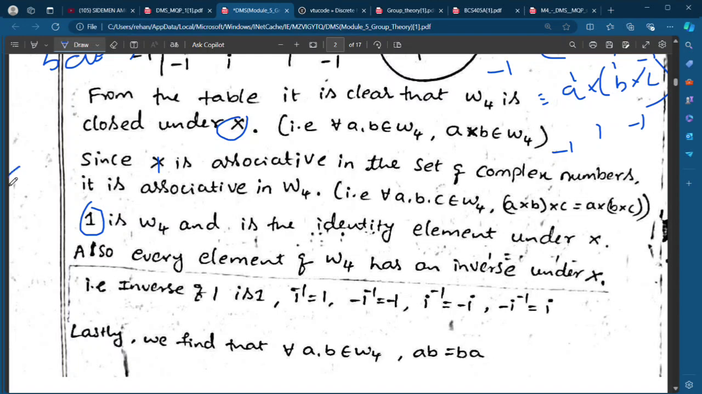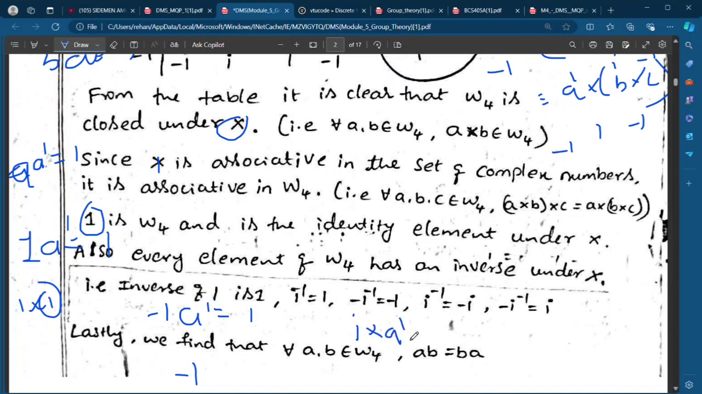Now I should also prove that a into a inverse should give me the identity element, that is 1. So see here, the inverse of 1 is 1. Why? Because 1 into what will give me 1? 1 into some a inverse will give me 1, and I know that 1 into 1 itself gives me 1. So 1 is the inverse of 1. Then for minus 1, minus 1 into a inverse should give me 1. So minus 1 into minus 1 will give me plus 1. So minus 1 is the inverse of minus 1.